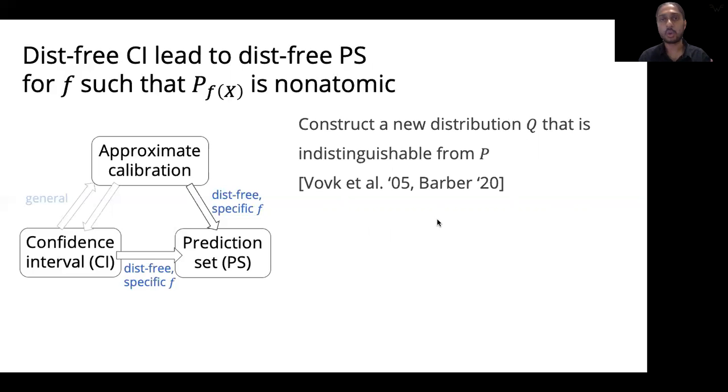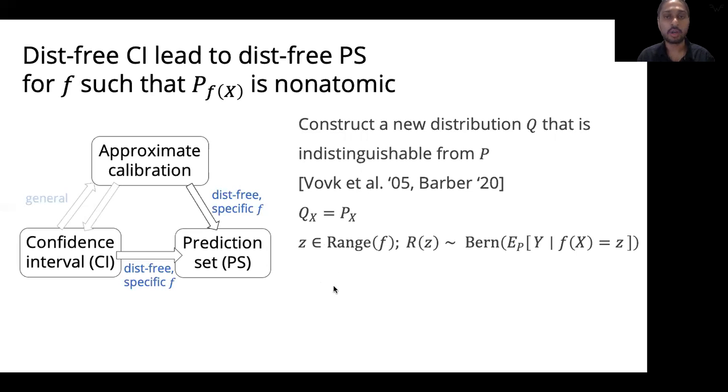The basic goal here is that this distribution Q is somewhat non-smooth and it's very hard to fit it, but it's still indistinguishable from P. So, okay, let's go through the construction and then things will become more clear. The first thing is that the marginal distribution over X is the same for both Q and P. However, for the conditional distribution of Y given f(X), this is how we describe it.